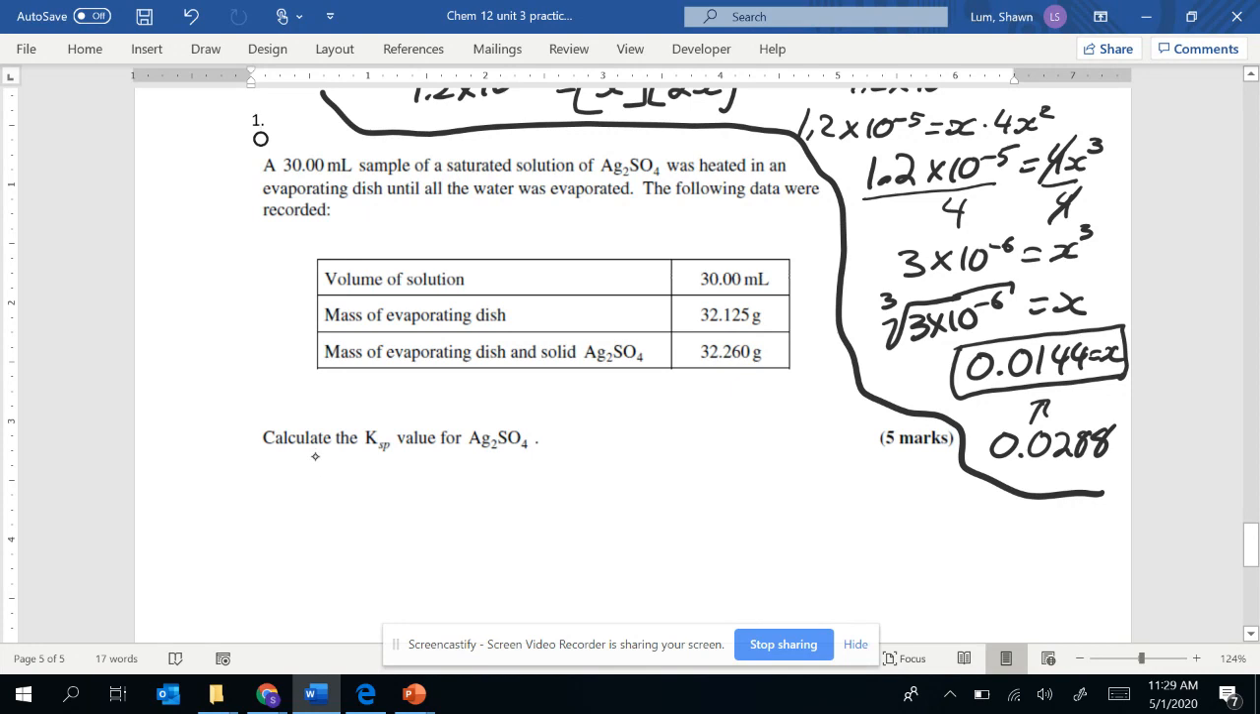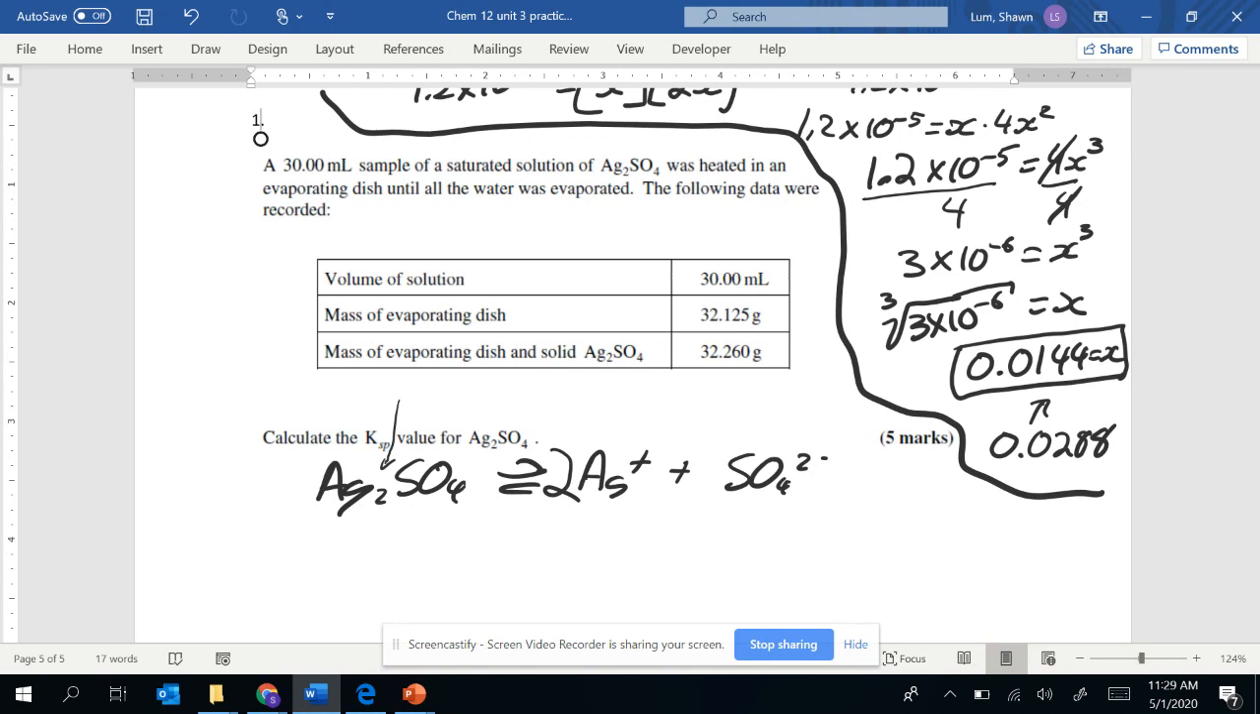So first off, Ag2SO4 dissociates into Ag plus and SO4 2 minus. This is not a balanced equation because we have that 2 right there. So I'm going to balance it by placing a 2 right here. So it's a 1 to 2 to 1 ratio.